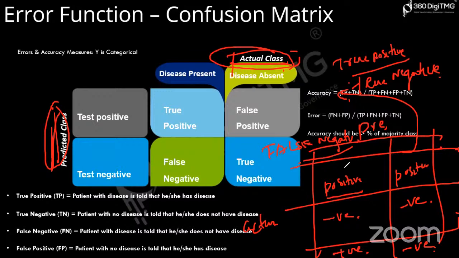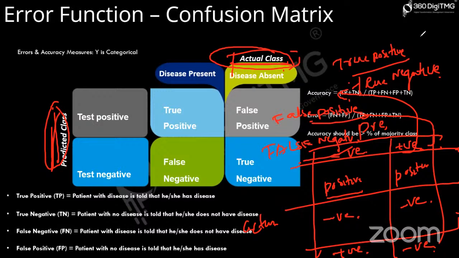And one more: we have the actual case is negative and the prediction that we have done is positive. In that case we'll be calling it a false positive. We got positive, but it is false. When the actual case is negative, but the prediction is positive, we'll be calling it a false positive. So these are the different cases we'll be having.